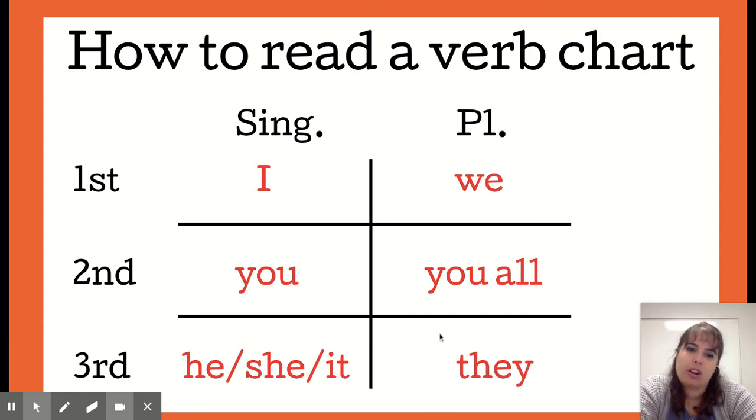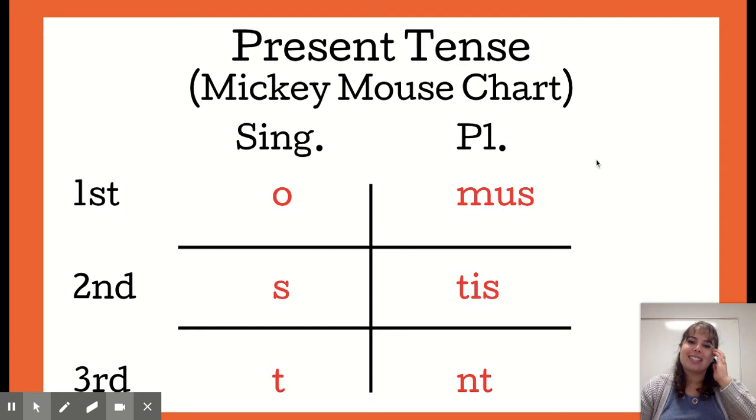So this is the order of all our verb charts. All of the endings that we have match up to these persons. So I, you, he, she, it, we, y'all, they. That's how I chanted in my head. All right, so present tense, right?